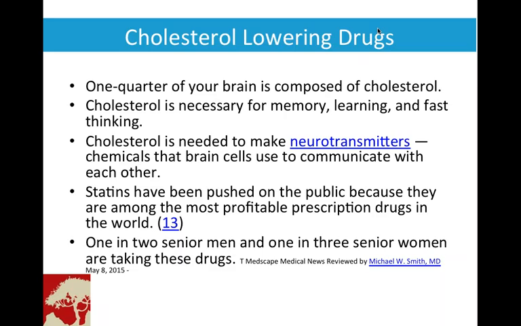If you read anything about the former CEO of Merck, he wanted everybody on statin drugs. They were doing so much research to prove that statins had preventative effects and actually could decrease dementia and Alzheimer's. And through that research, some whistleblowers found that actually it was the opposite. It was actually causing more dementia.